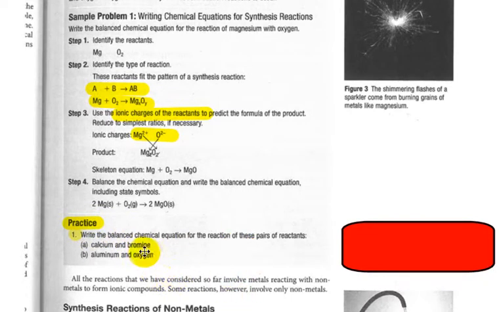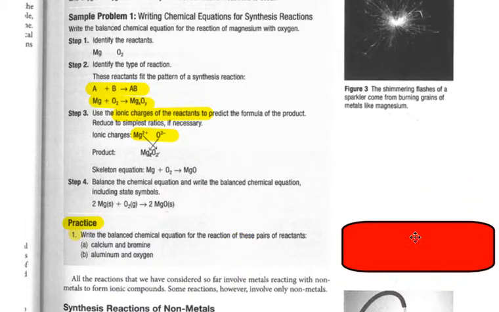See if you can do these practice questions just over to the right here. Maybe pause the video and see if you can make these synthesis reactions when calcium and bromine combine together, and aluminum and oxygen. So maybe pause the video and see if you can do that.